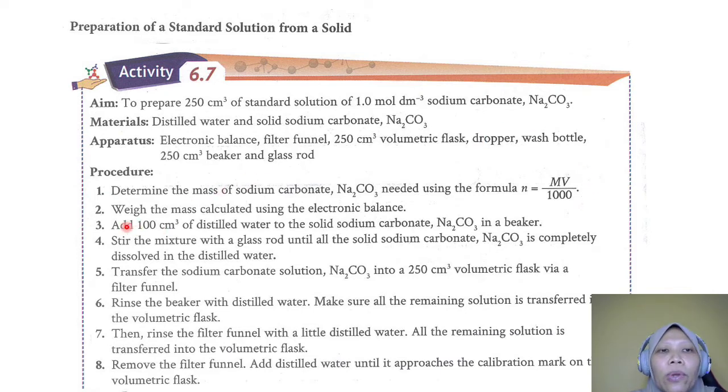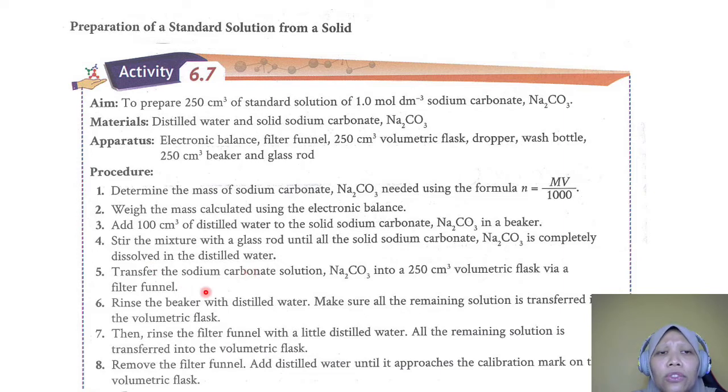Kemudian barulah kita weigh the mass yang kita dah calculated. So, after we get the jawapan pada step yang nombor 1, kita weigh the mass calculated using electronic balance. Kemudian, add 100 cm3 of distilled water to the solid sodium carbonate in a beaker. And then, we stir the mixture with a glass rod until all the solid sodium carbonate is completely dissolved in the distilled water.